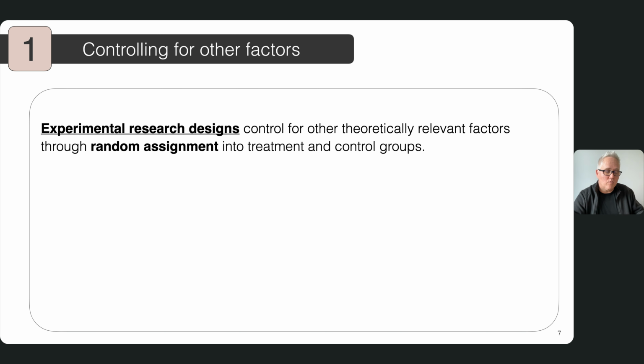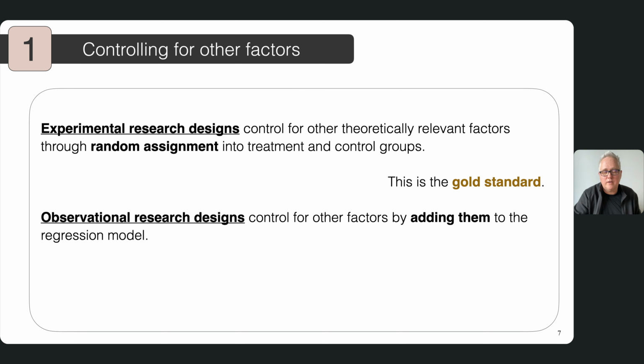So, by that random assignment, you can have confidence that other potentially important explanatory variables are not relevant to shaping the outcome, because it is that random assignment of people or other types of observations into treatment and control groups. This, as I said, is the gold standard. What we have to deal with more often than not are observational research designs.